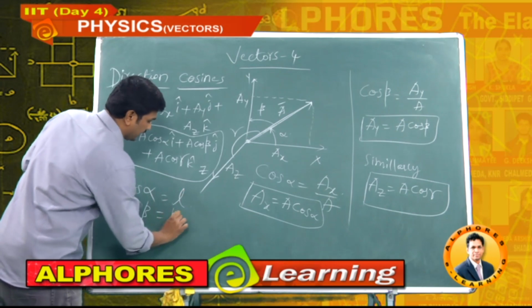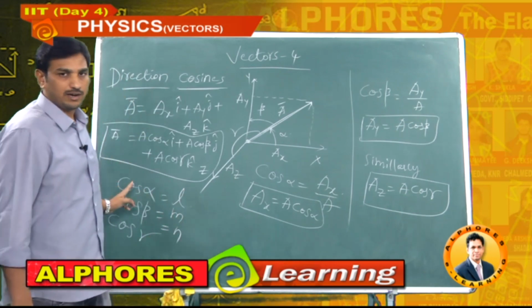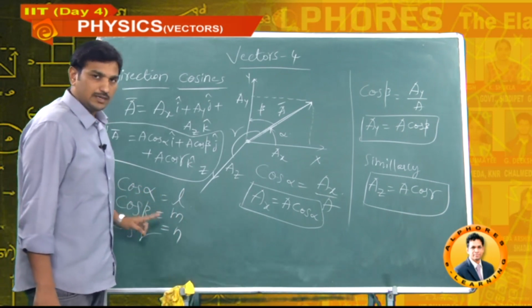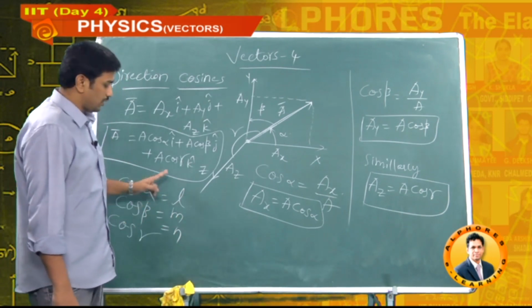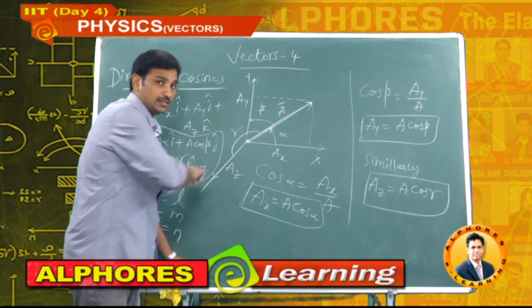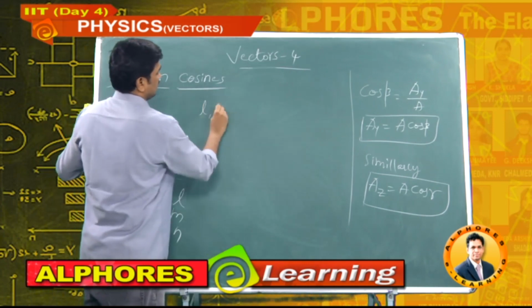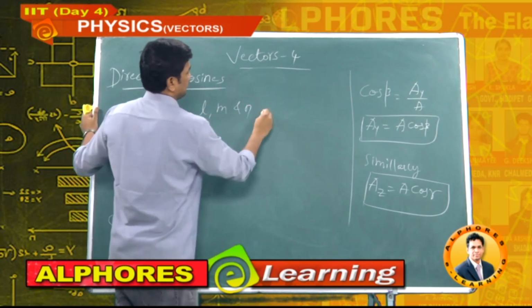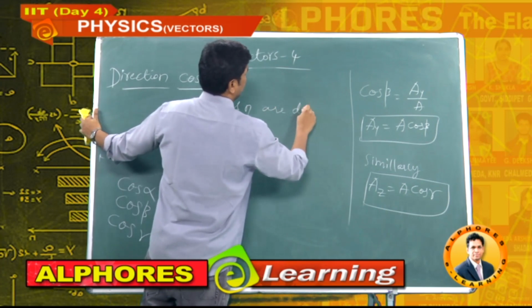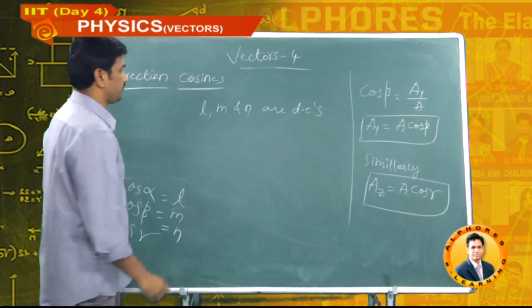L, M, N are given as symbols. L is cos alpha, M is cos beta, N is cos gamma. So L, M, N, all three are direction cosines according to this concept. Just simplifying again, L, M and N are direction cosines. In short form we can write them as DCs.